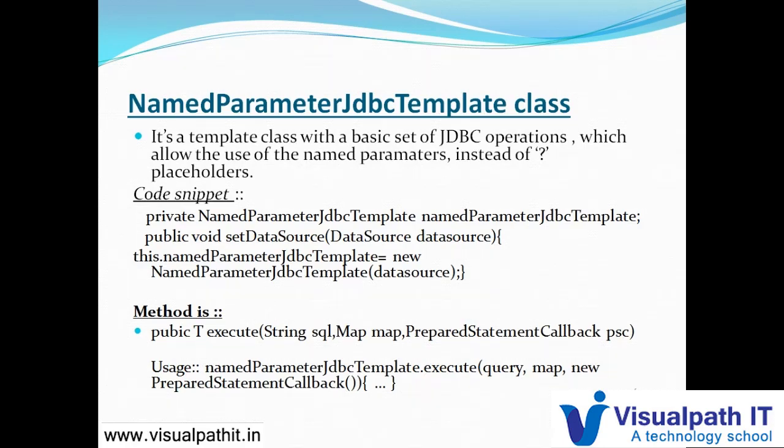So let's see this code snippet here. What is happening here is the NamedParameterJdbcTemplate with this object. This is a class. Here we are setting the data source. With this parameter we are creating a new named parameter object. So the method that we are using is public T execute, which has the parameters SQL, map and PreparedStatementCallback object.